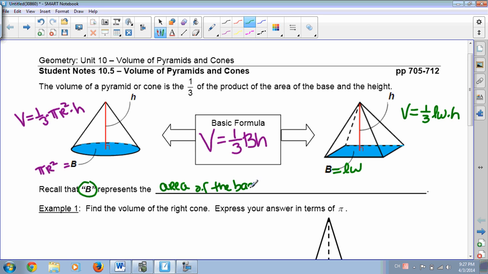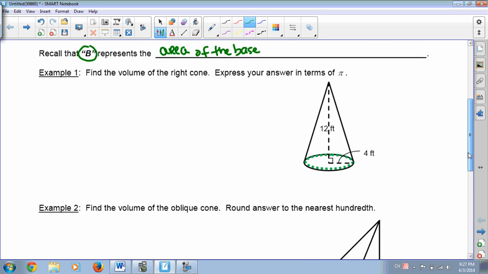Okay, so let's go ahead and look at example 1. This is a cone. Find the volume of the right cone. Express your answer in terms of pi. Okay, well, our formula for volume of a cone is 1/3 big B times H. Okay, so let's go ahead and find our big B, which is our area of the base. Our base is a circle. So to find area of a circle, we have pi r squared.